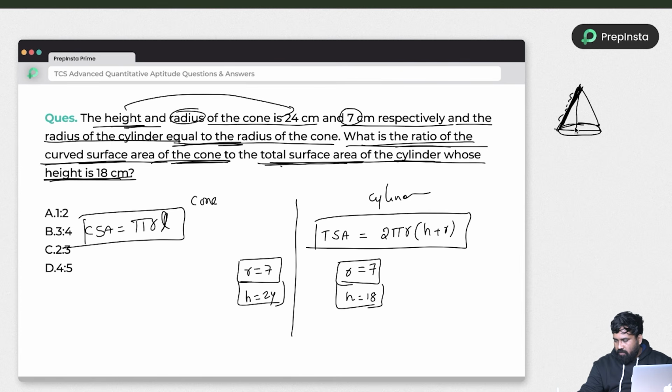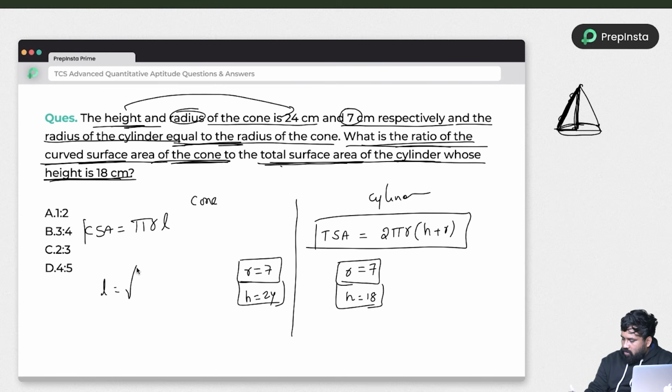Okay, so we know the height. In the cone we have a right angle triangle. In order to find this cone's hypotenuse value, you can create a right angle triangle. If you know the radius and the height, you can find this slant height, right? So L is equal to the square root of r square plus h square.